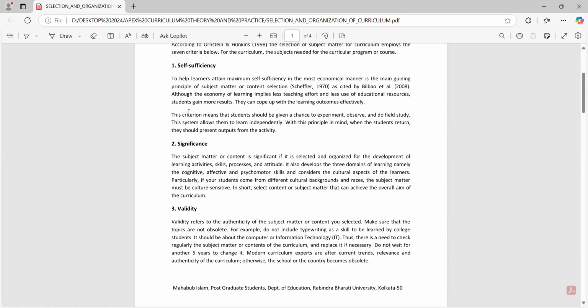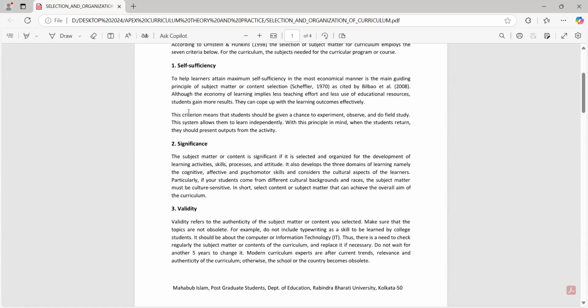Okay. And then the third part is that the content that you select should facilitate the achievement, the realization, of the ILOs. You have to definitely check whether the content that you select is aligned with the ILOs and you will be able to actually achieve them. So these come under the criteria of significance.